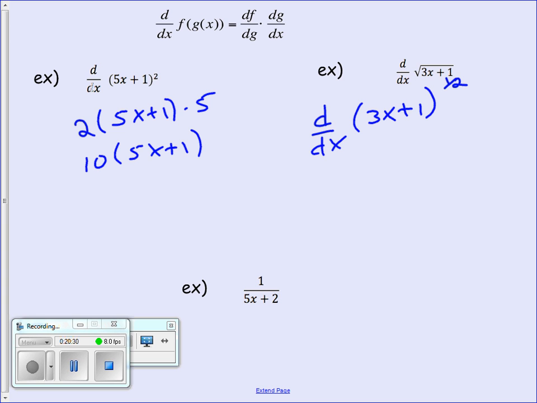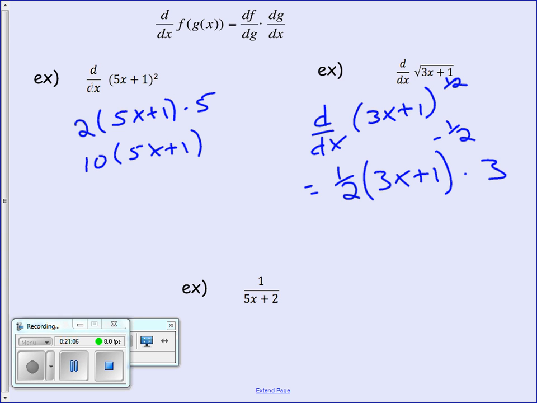Okay, can I do this one? Go ahead, Paul. Okay, so the negative 1/2. No. What's the derivative of x to the 1/2? 1/2. Okay. 1/2 times 3x plus 1 to the negative 1/2. Great. Are we done? No. What am I missing?